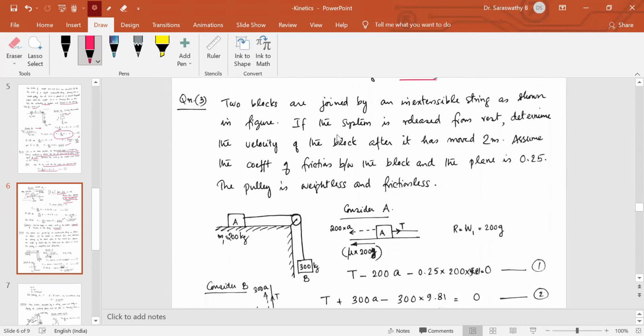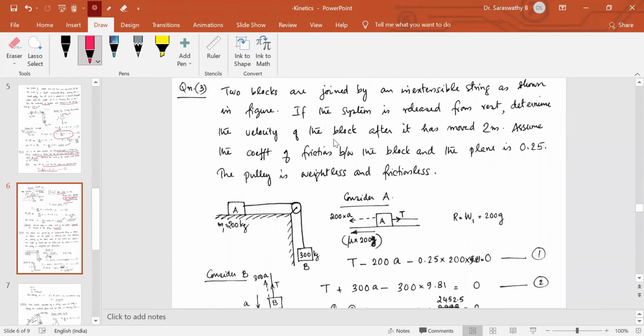Similar example, question number 3. Two blocks are joined by an inextensible string as shown in the figure. If the system is released from rest, determine the velocity of the block after it has moved 2 meters. Assume the coefficient of friction between the block and the plane is 0.25. The pulley is weightless and frictionless.